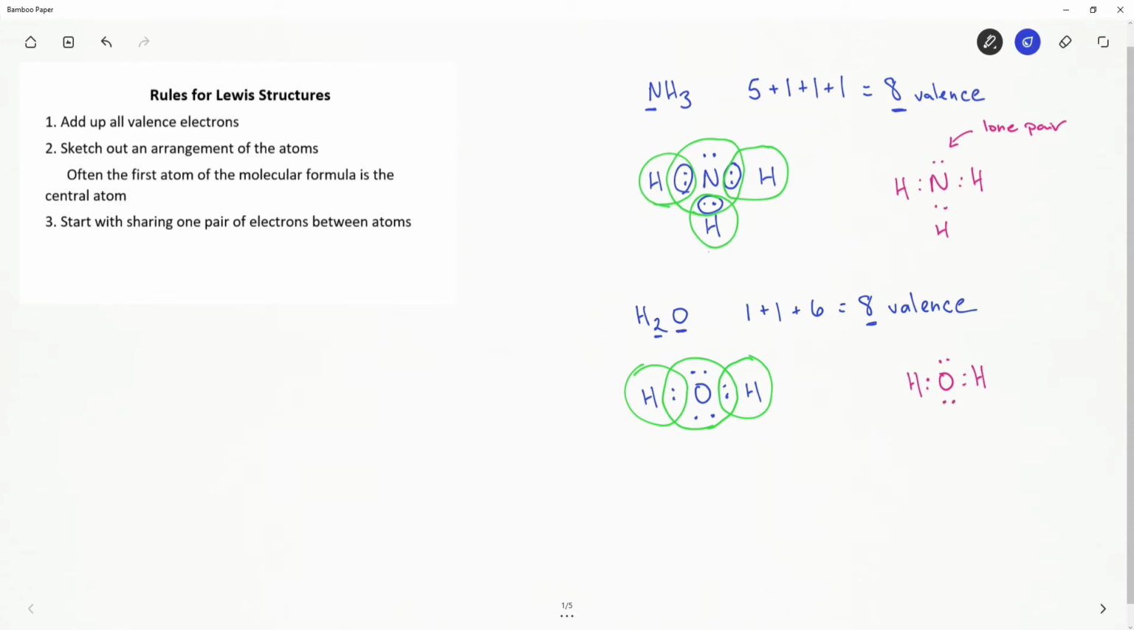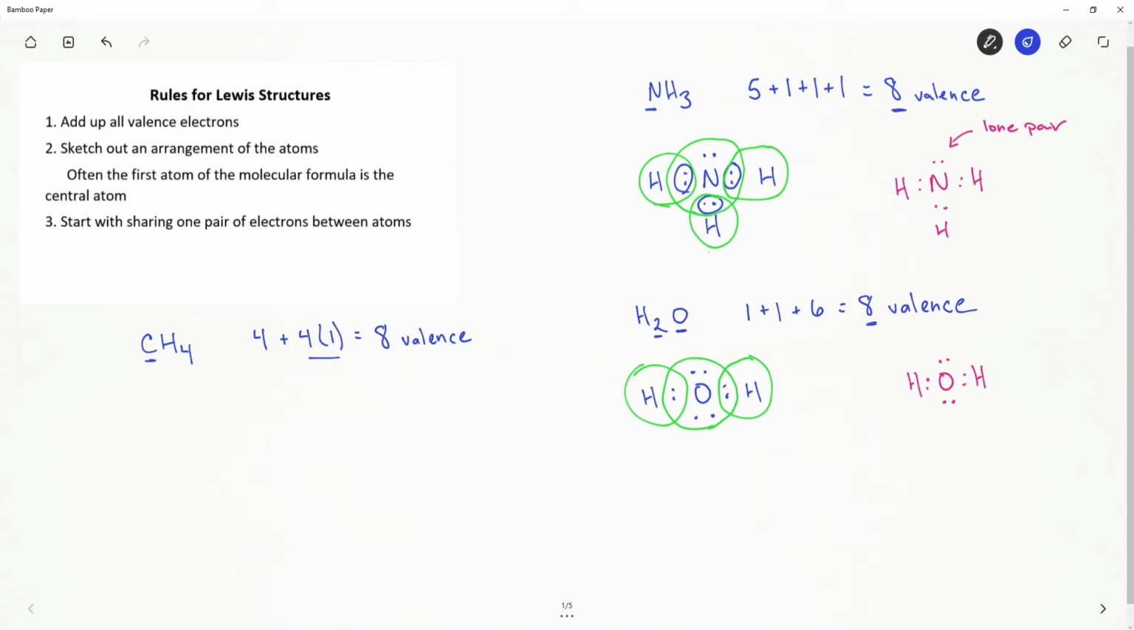Our last Lewis structure that we're going to take a look at is for methane, CH4. Let's add up valence electrons. Okay, carbon gives me 4, plus I have 4 hydrogens. They each have 1 electron. Again, I have 8 valence electrons. You can see I got tired of writing all the ones out, so I'm going to use a little multiplication here. Of course, you can always write the ones out. You'll get the same answer.